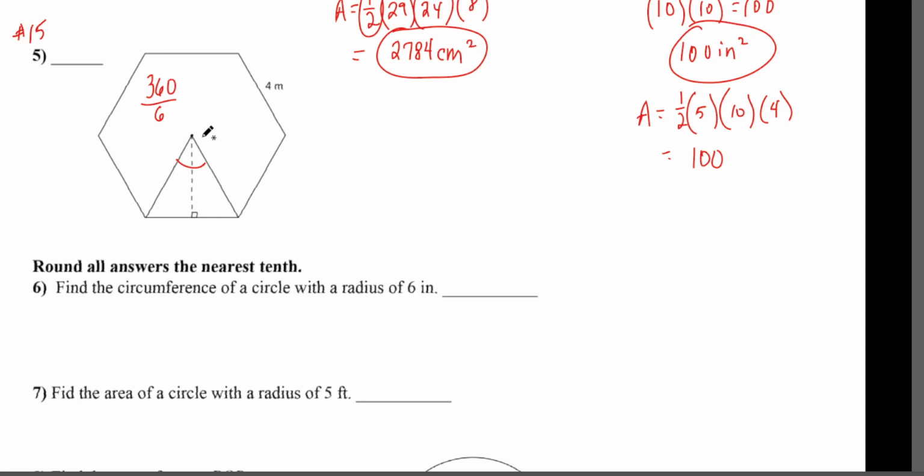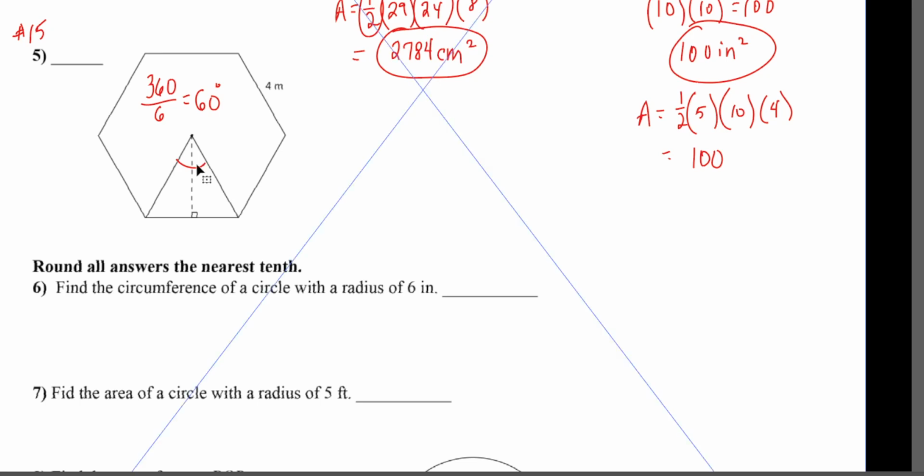If I had $360 and I want to distribute it evenly amongst 6 of you, what would I do? Okay, I would take that 360, divide it by 6 of you, and that gives you 60. So everybody would get $60. But this is not dollars, this is angle. So that angle right there is 60 degrees.